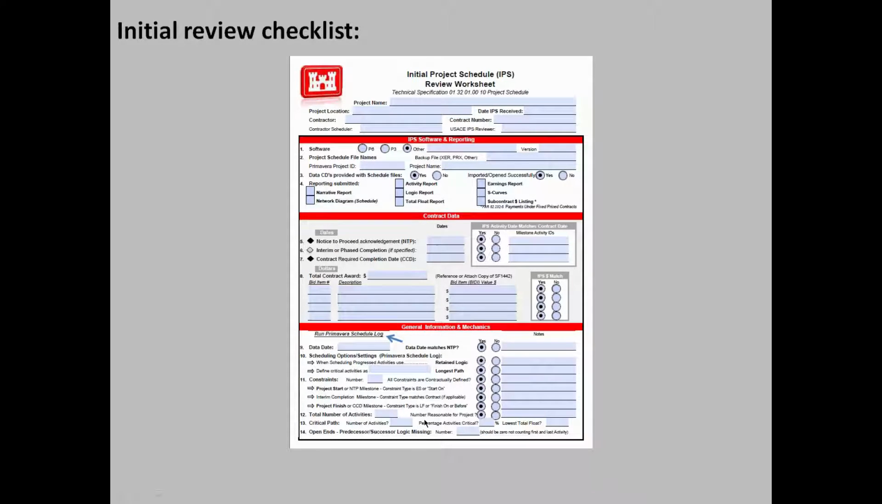Same with number 12. Are the number of activities reasonable for the project? There is no right or wrong answer. Once again, it goes back to experience. You would not want to have a $1 million project with 10,000 activities. But then again, you wouldn't want a $10 million project with 200 activities. It all goes back to how many activities do you need to properly manage the project? How much detail do you need to estimate on a monthly basis how far the contractor is along toward completion? It's all something that you're going to learn the more experience you have.